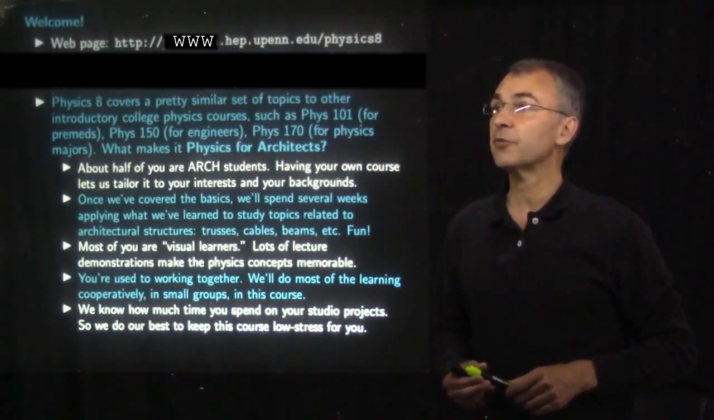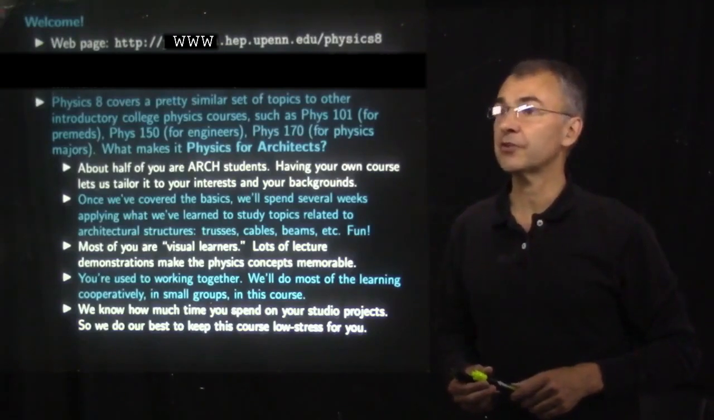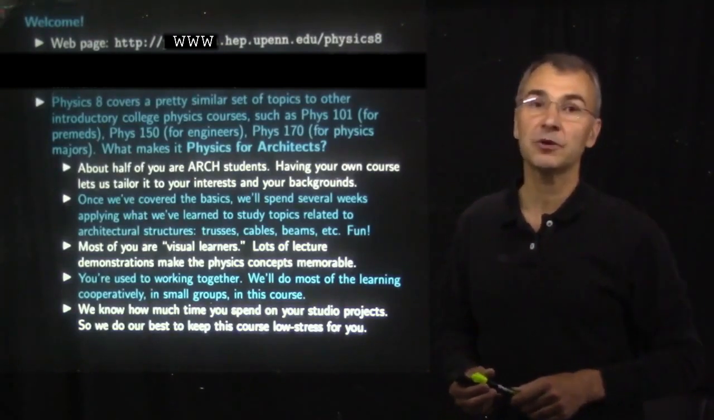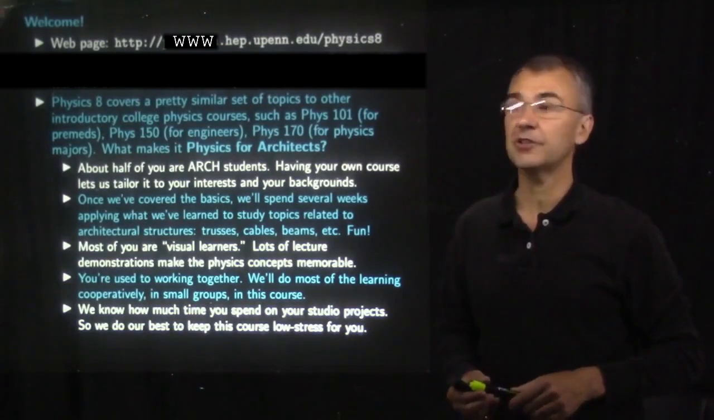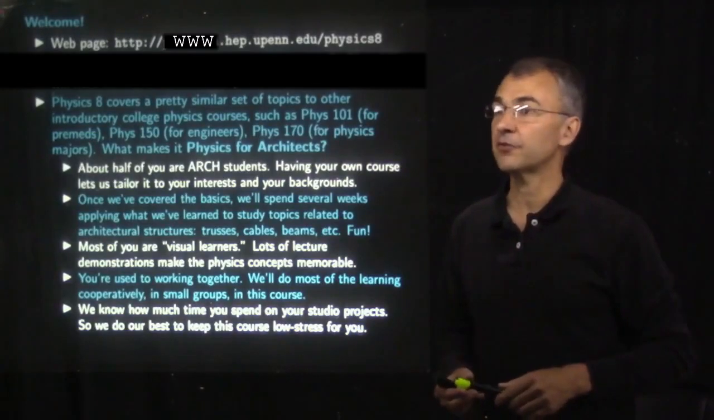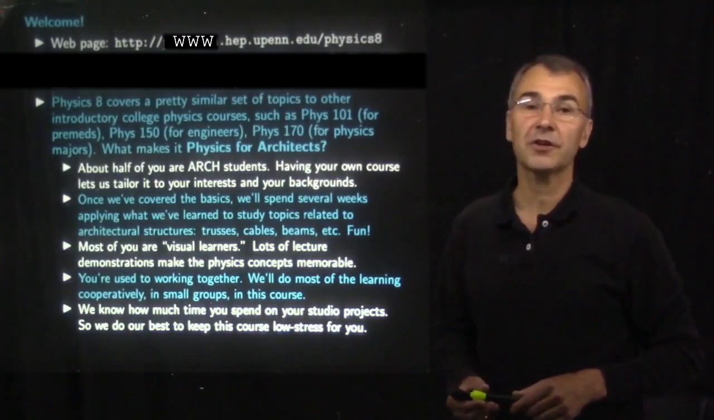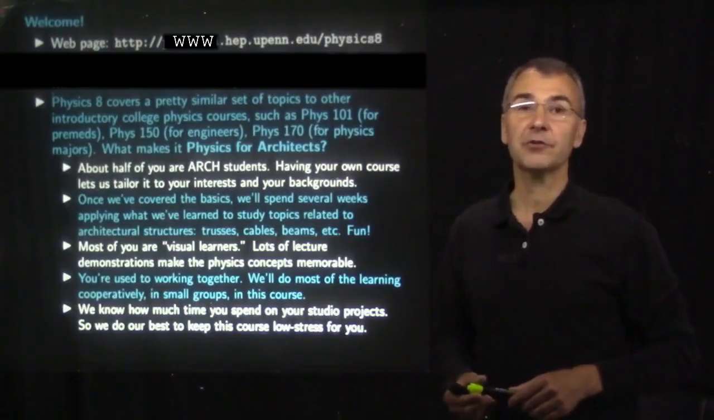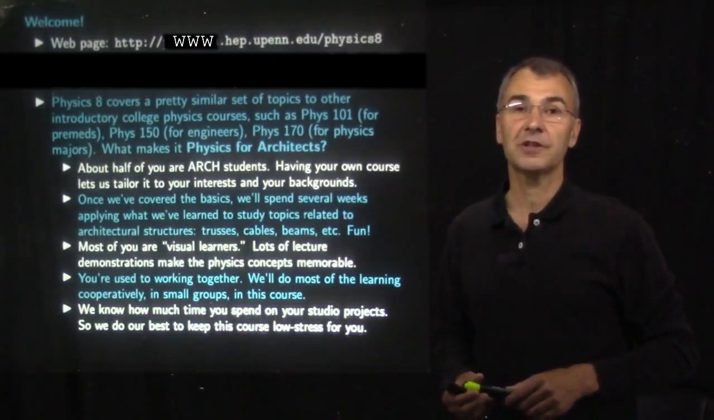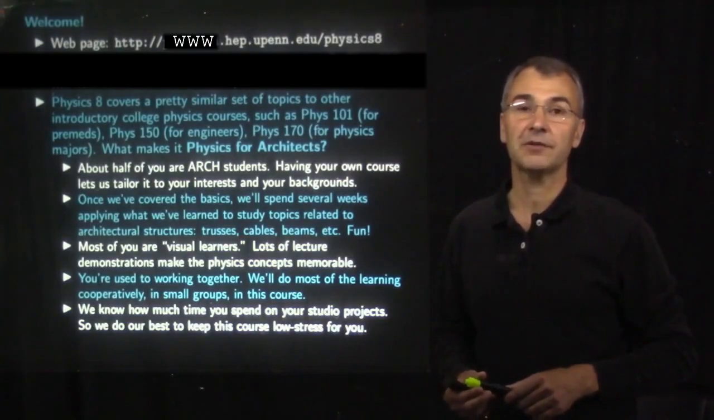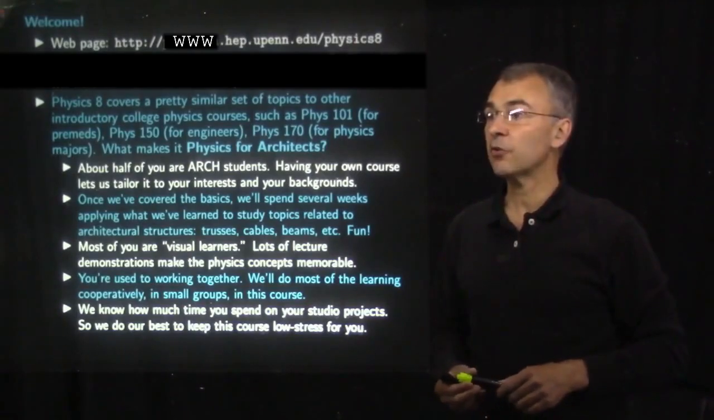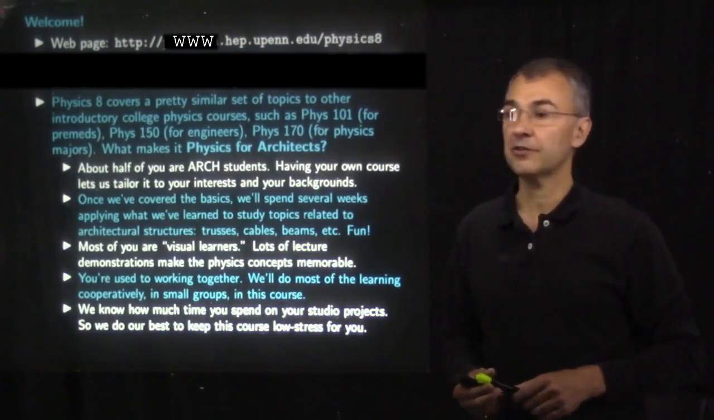So Physics 8 covers a pretty similar set of topics to other introductory college physics courses like Physics 101, which is mainly for pre-meds, or Physics 150, which is mainly for engineers, or Physics 170, which is mainly for physics majors. So what makes it physics for architects? One thing is that typically about half of the students in this course are architecture majors. So you're in the undergraduate architecture program at UPenn, or a closely related program like the fine arts program or the design program. Having your own course lets us tailor the course to your interests and to your background.